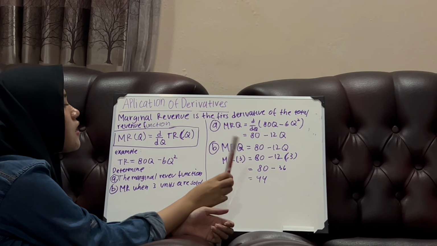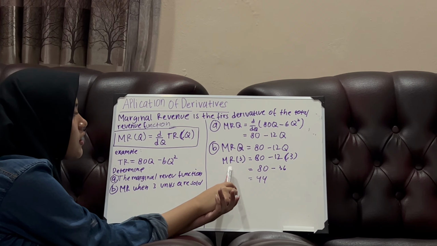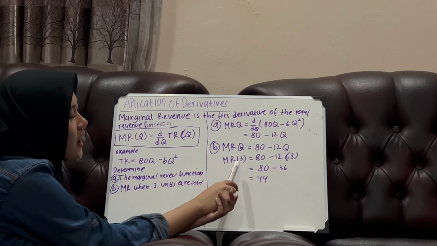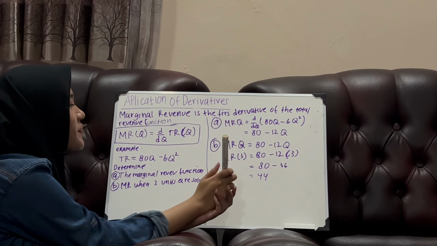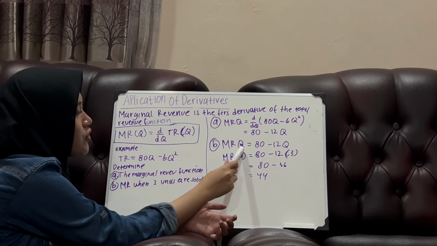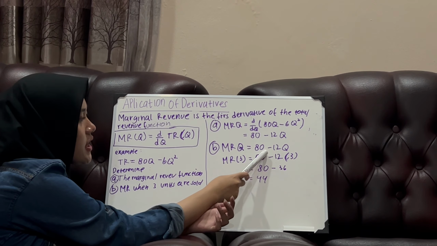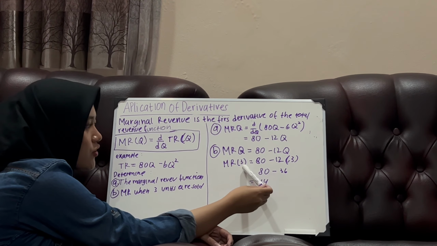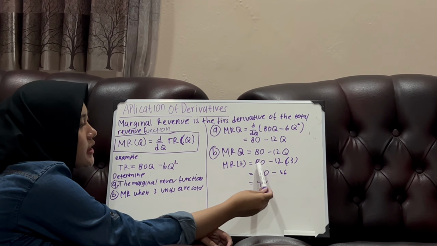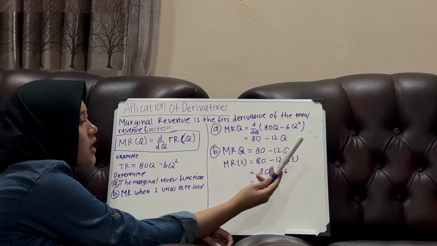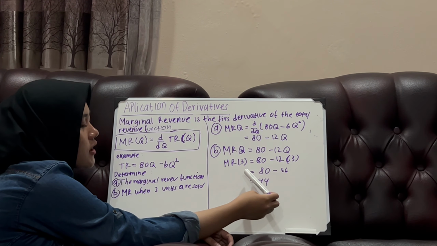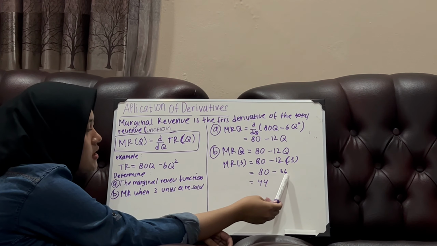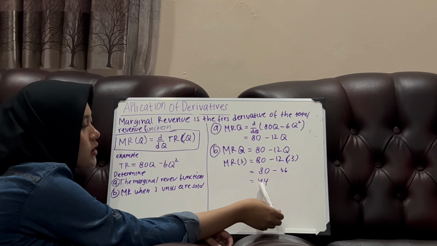MR when 3 units are sold. We just change the Q to 3. MR(Q) equals 80 minus 12Q. MR equals 80 minus 12 times 3, equals 80 minus 36. The result is 44.